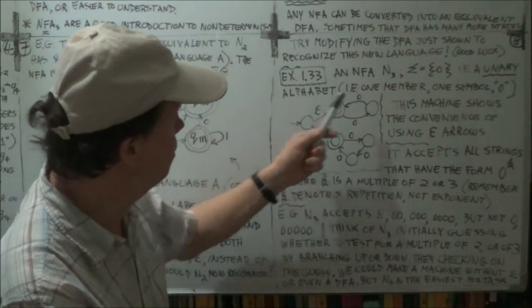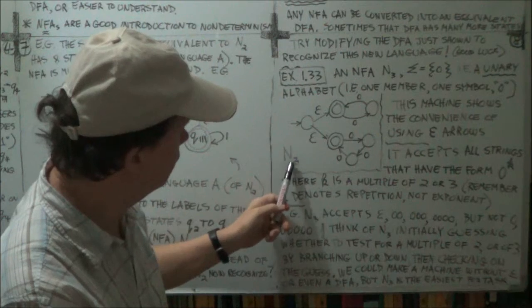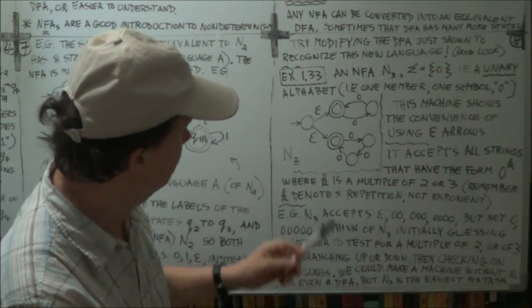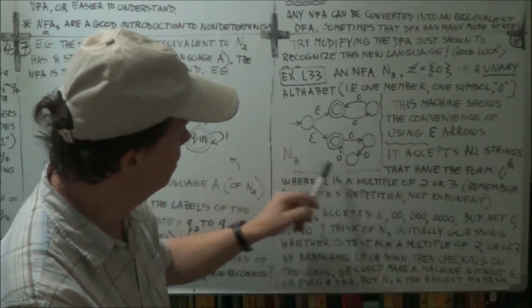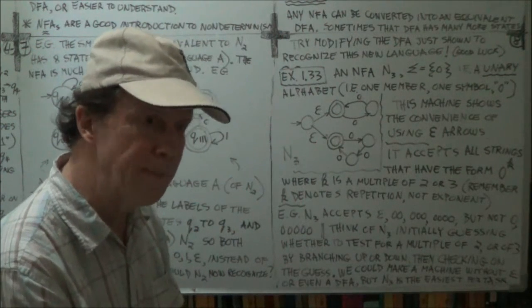Okay. Now here you're given N3, this third example of a non-deterministic automaton, and it's pretty simple. You just look at this. Can you guess what its function is?